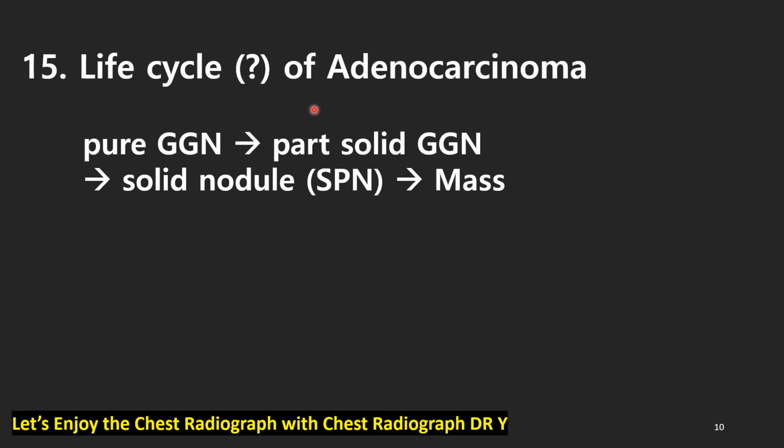Life cycle of adenocarcinoma of lung. Actually, there is no granted term like life cycle. This is just what Dr. Y feels in practice, that ground glass is going to grow somehow to a mass. So let's think of it as a joke. Just at the beginning, it is a pure ground glass nodule, and sometime later, very slowly it grows into a part solid ground glass nodule, and sometime later it becomes a solid nodule, the so-called solitary pulmonary nodule, and then very rapidly into a mass.